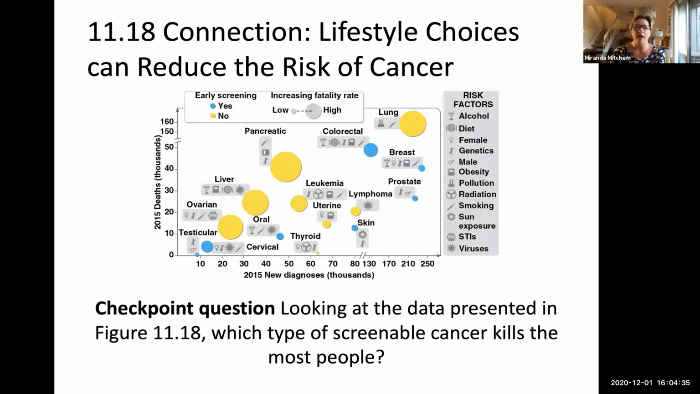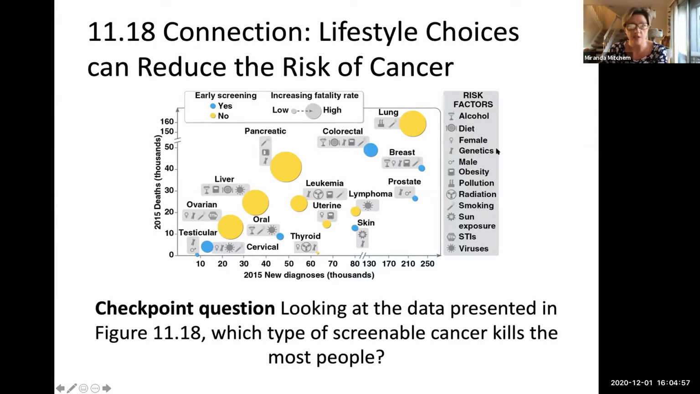So now we're looking at, this is a little bit tricky to look at. There's a lot of good information here. So we're looking at different lifestyle factors that are able to reduce the risk of cancer. So we've got a bunch of risk factors. We've got alcohol, diet, being a female, if we're talking about something like ovarian cancer.